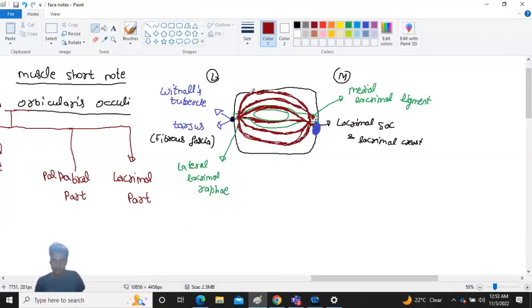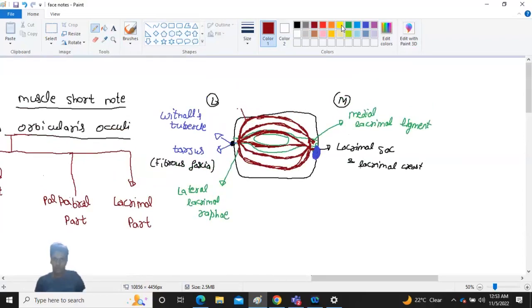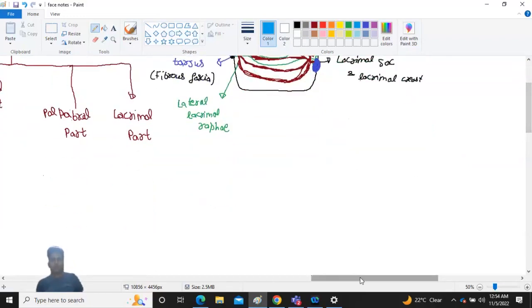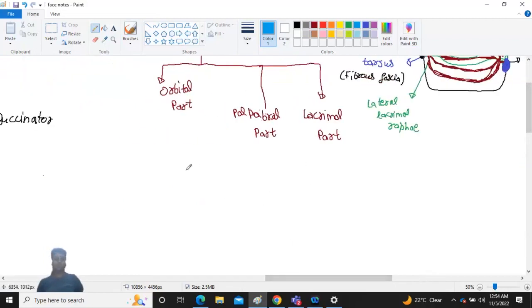So we can name them here. Outermost is orbital. Middle is palpebral. Innermost is lacrimal. Done. So now we draw the table for origin, insertion, and all these. Origin, insertion. Let's say we draw the origin table first.